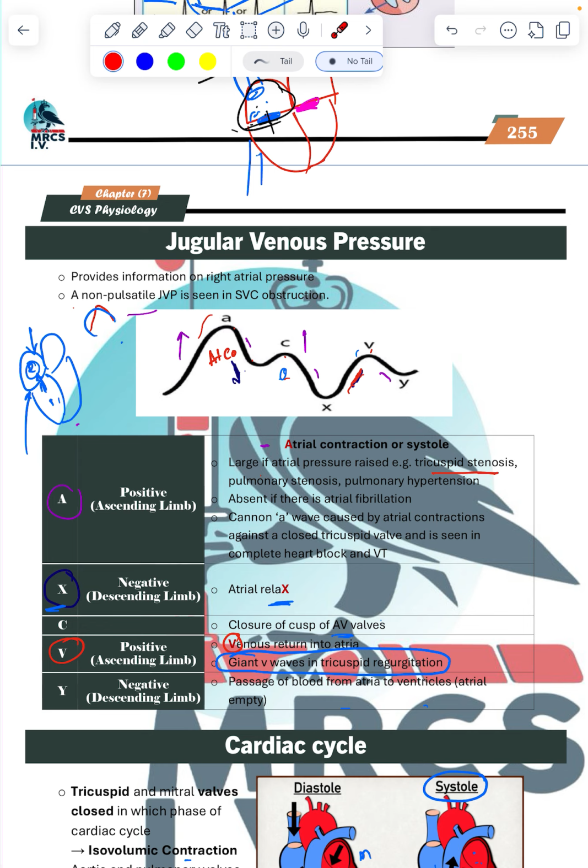Each wave represents a contraction. The A wave is seen with atrial contraction. In tricuspid stenosis, whenever there is stenosis, there is a lot of pressure in the right atrium. Pulmonary stenosis, anywhere there is increased right-sided pressure, will give cannon A waves. A waves will be large.